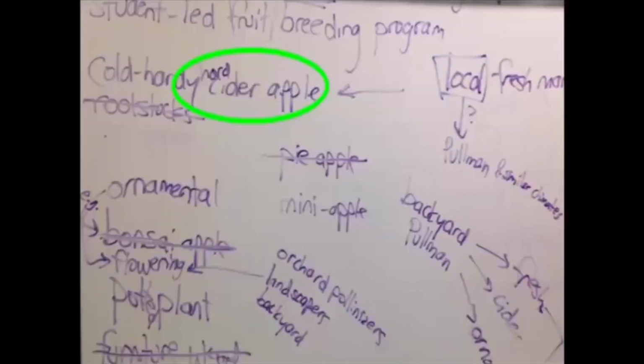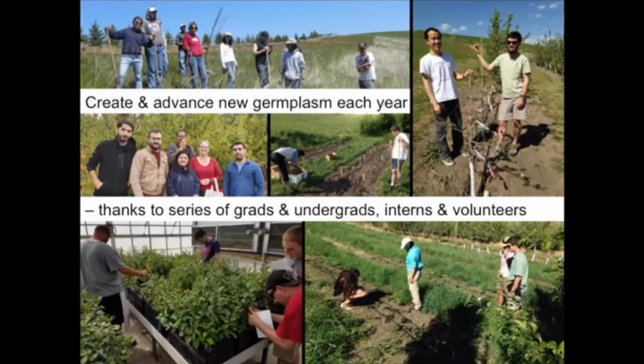The first class in 2014 decided that they wanted to breed for cider. So here's all the spitballing on the whiteboard there, and then they unanimously agreed, yeah, let's do hard cider. So excellent, everyone got behind that. They came up with all the things to breed for then. So they create and advance new germplasm each year, move it all forward.